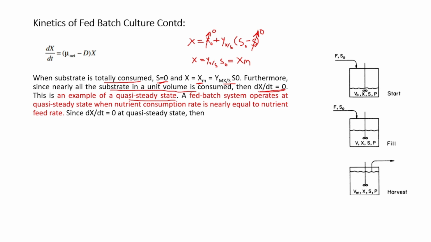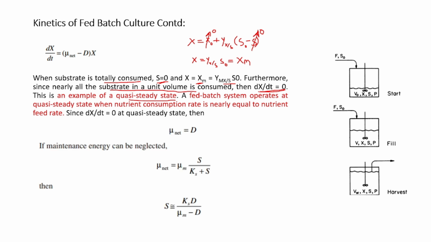So at dx/dt equal to 0, what happens? Mu net is equal to D. From this expression, if dx/dt becomes 0, then from here only we can write mu net is equal to D. So here we have to take an important assumption that x is not equal to 0. Okay, this we have to consider.